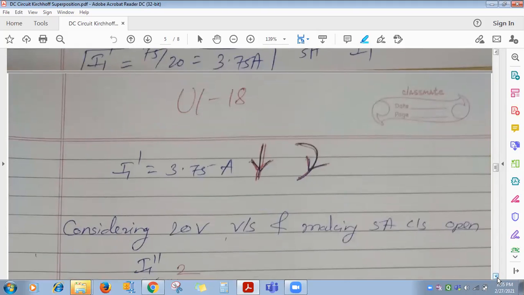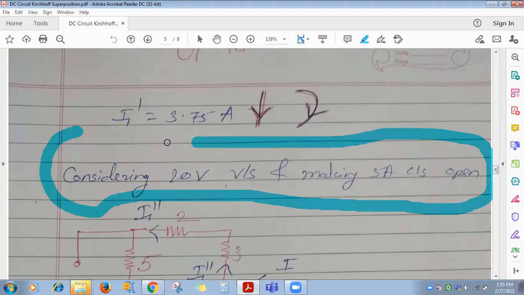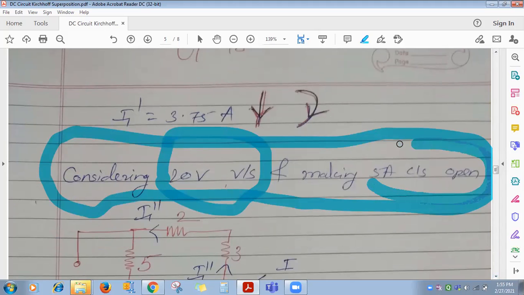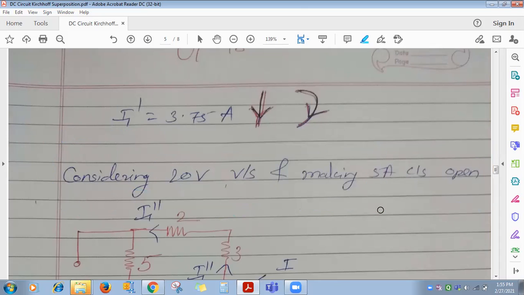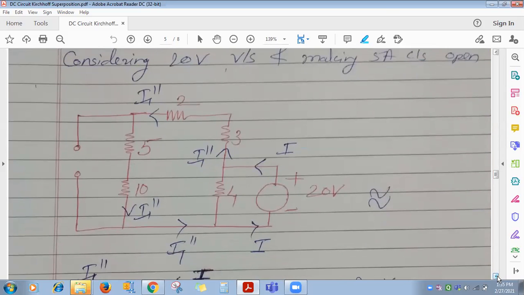I1 dash. Now what does this theorem state? Consider the second source and make the rest inoperative. So considering the 20 volt voltage source, what about the rest, the 5 ampere? It's a current source. So will you make it open or short? Open, because it's a current source. The circuit will be drawn. Everyone, draw the circuit.